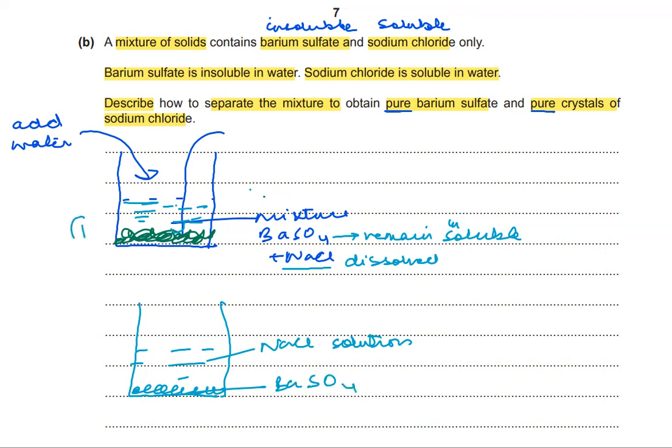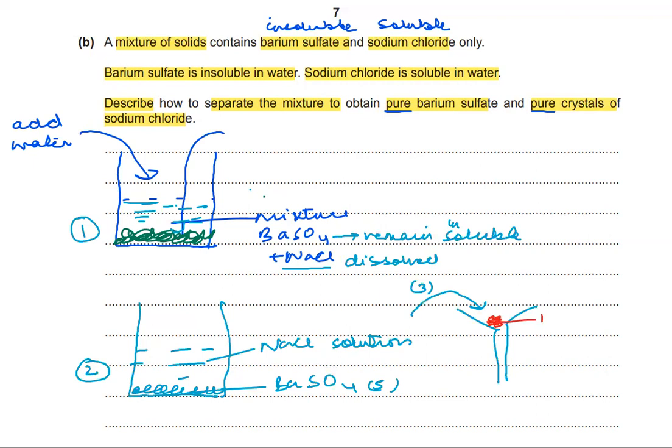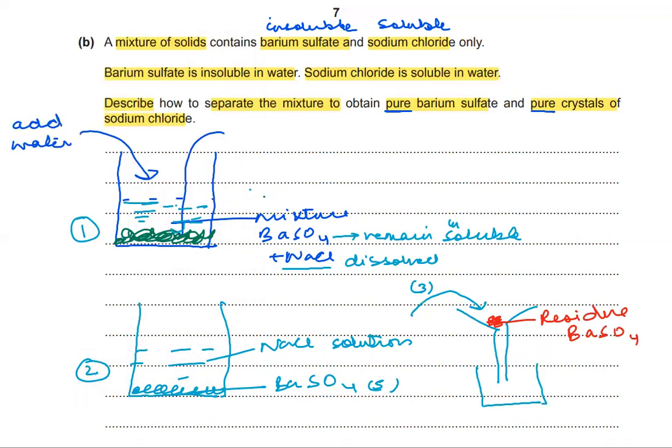This is step 1, and this is going to be step 2. After this, they are going to form two distinct layers. The solution will separate out from the barium sulfate, which is basically solid. Step 3 is that you are going to separate them. You're going to separate this mixture by filtering it. You will pour the whole thing onto the filter paper in the filter funnel, and you will be getting the residue, the insoluble salt. You will be getting the residue of barium sulfate left on the filter paper, whereas the solution of sodium chloride will be coming down, right?